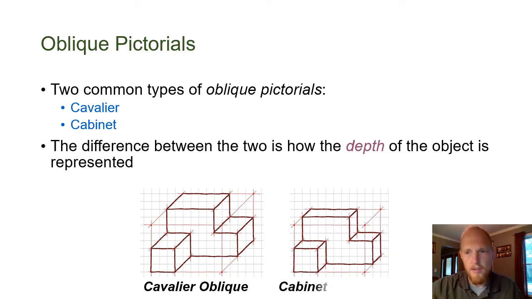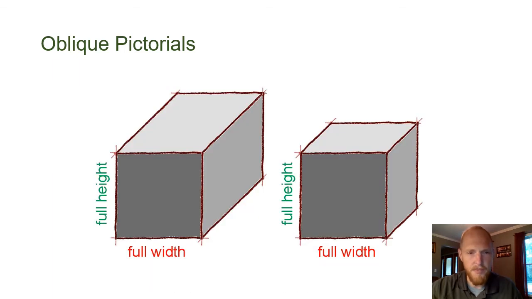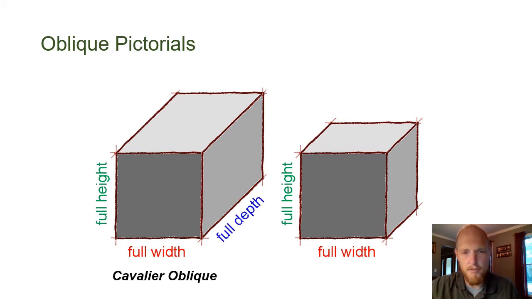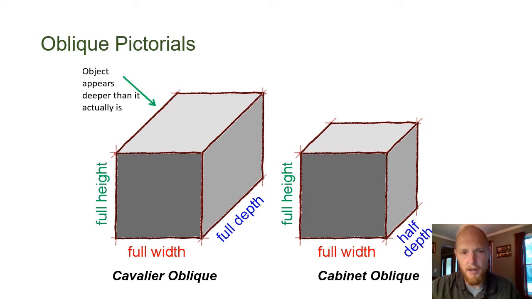And then the cabinet oblique is really the same process as cavalier. The only difference is the depth is only drawn to half its distance. So it shows less of that depth dimension. So that's the difference between oblique types. There's cavalier showing the full height, width, and depth. And there is cabinet, which shows only half of the depth. Usually cabinet is going to look more realistic, like you're looking at the actual object, than cavalier does.